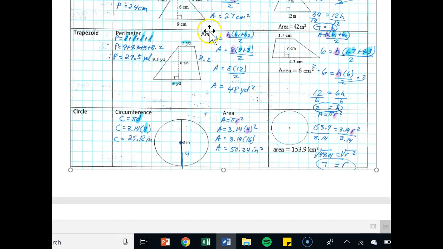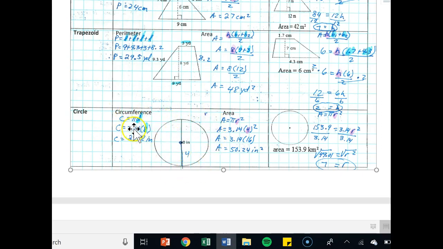Trapezoid changes even a little bit more. I had to give you, notice this 8.2 is not written on your paper, I had to give you that length in order for you to find the perimeter, right? The height is the dotted line, your base 1, your base 2, plug it into the formula, divide by 2, you get 48, right?